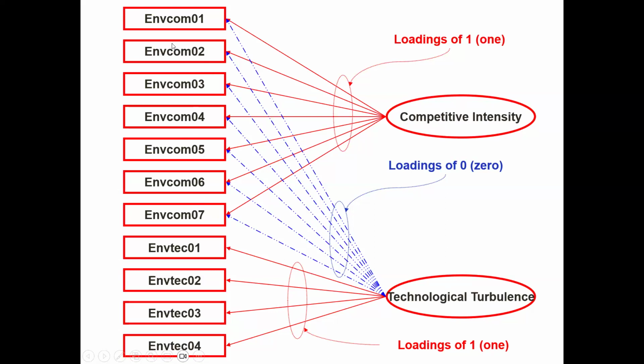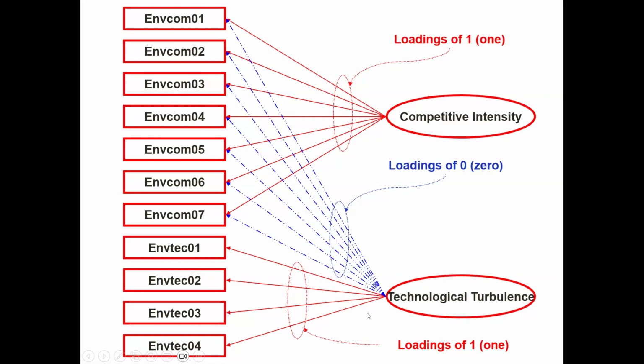So since these indicators are being used to capture the notion of competitive intensity, they should load very significantly on a scale of 0 to 1, approaching 1 on these paths. The same thing happens here. The relationship between these indicators and the parent construct, called the latent construct, should be a strong correlation. On a scale of 0 to 1, each of them should have a loading approaching 1.